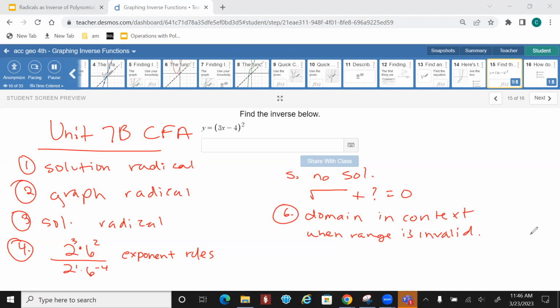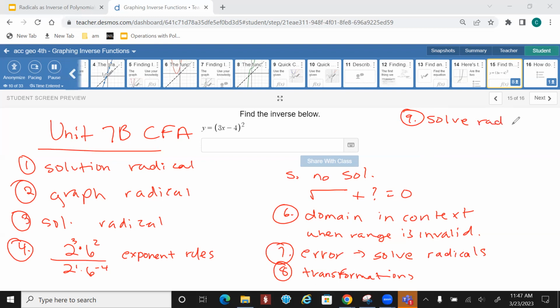Number 7 is an error analysis, and you're looking at solving radicals. Number 8 is asking about transformation of radical functions. Number 9 is another solving radicals.